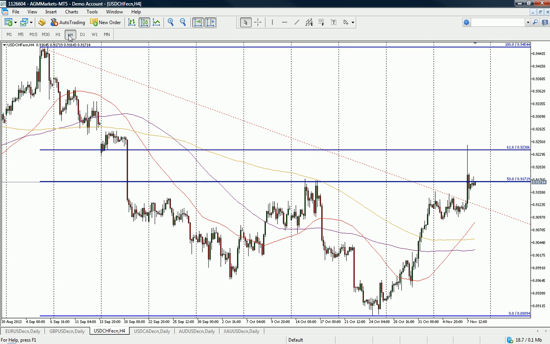I'll stick to this daily. In terms of the 4 hours, the same sort of chart really. It's just hovering below this 50%. You can see it's also previous resistance as well around here on the dollar Swiss.